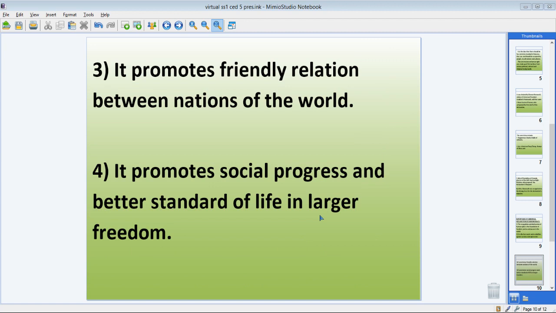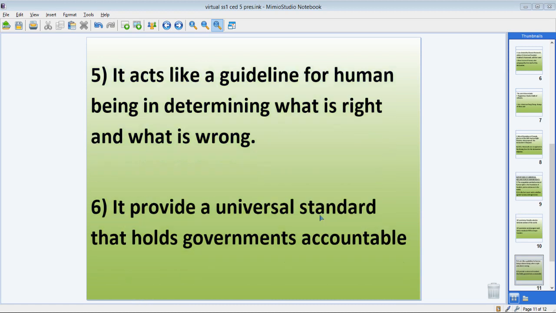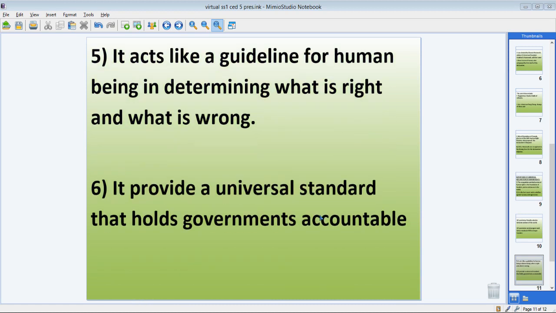The third one, it promotes friendly relations between nations of the world. That is, we can have human relations throughout the whole world. The fourth one, it promotes social progress and a better standard of life in larger freedom. The fifth, it acts like a guideline for human beings in determining what is right and what is wrong.